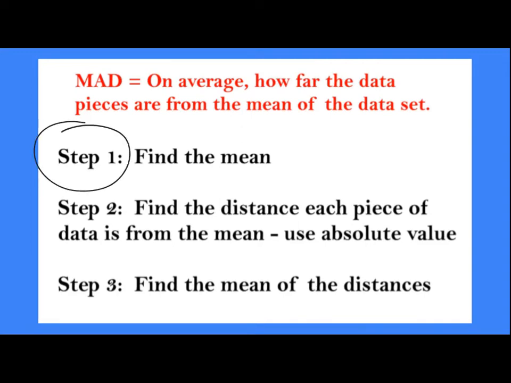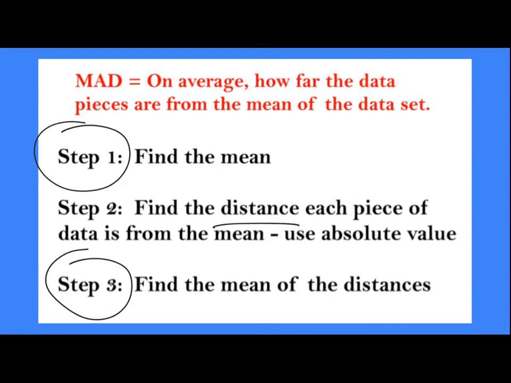Add them up and divide by how many there are. Step two, find the distance from each piece of data to the mean. You'll use its absolute value. And then step three is the mean of those numbers. So let's do one together.